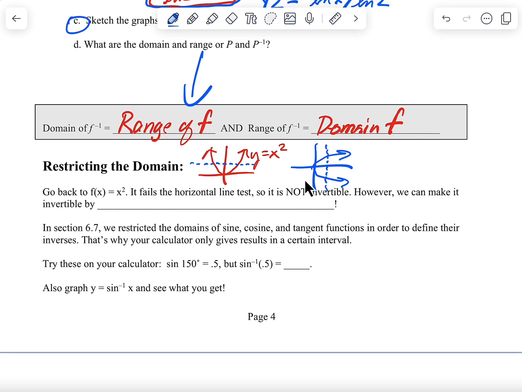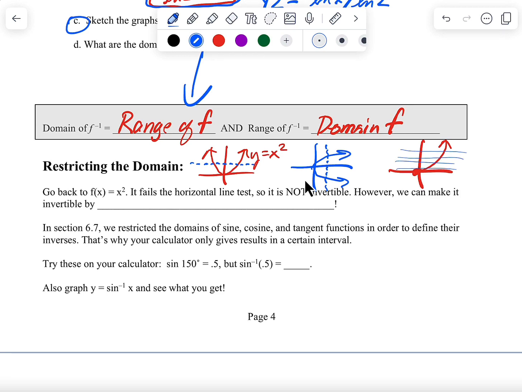However, you can make it work somehow. So let's go back to the parabola. So this parabola does not have an inverse that's a function because it fails the horizontal line test. However, what if we just took an eraser and we erased part of it and we just kept this part? How about we just take half of a parabola? Wouldn't half of a parabola be invertible? Because if you think about the horizontal line test, everywhere you put a horizontal line, it only crosses in one point. So there's a tricky, sneaky, clever way to get around certain functions that are not invertible.